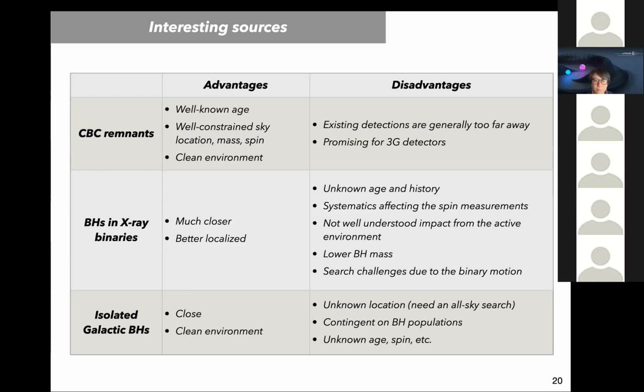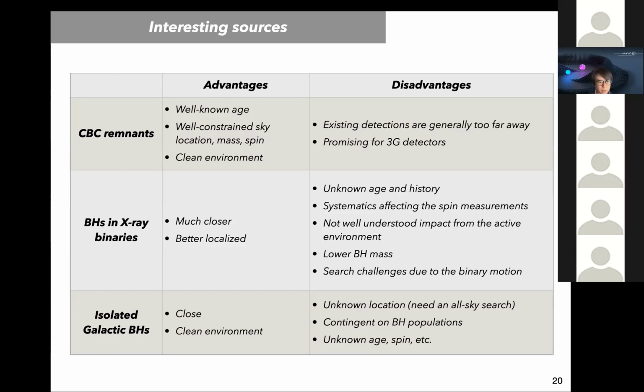And also we don't fully understand whether the active environment of accretion impacts the cloud if the cloud exists, although we don't expect that to have a strong impact, but there could be some unexpected impact on the signal signatures. And the black hole mass is relatively lower, so the emission is towards higher frequency where we are less sensitive. And also there are technical challenges to search for black holes in binary motions because of the orbital Doppler modulation. We will get to that in more detail later when I talk about the search and analysis.